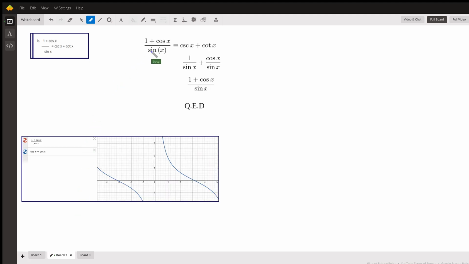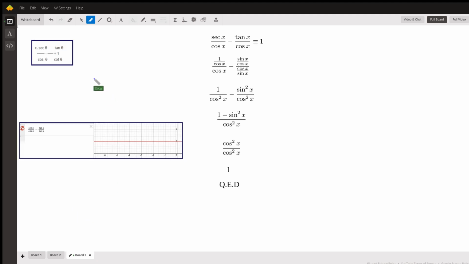Here's the original identity. I'll choose to work on the right side because I've got to introduce fractions to make it look like the left side. So cosecant is 1 over sine, cotangent is cosine over sine. You've got two fractions now with the common denominator, so you can add the numerators. And now the right side looks like the left side, QED.